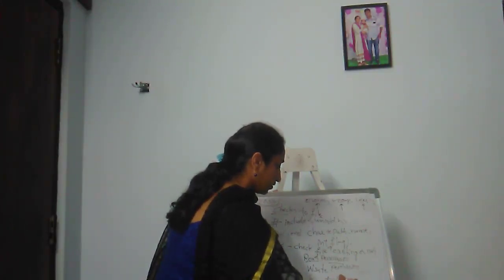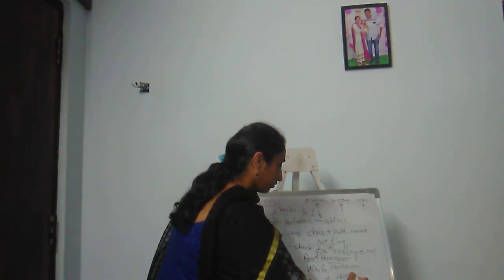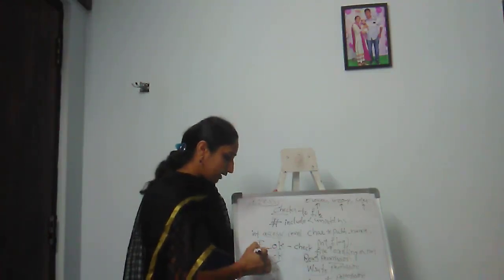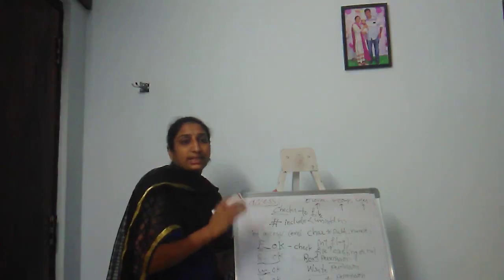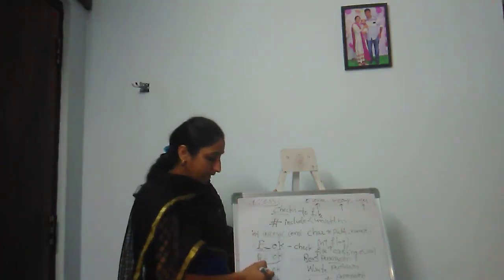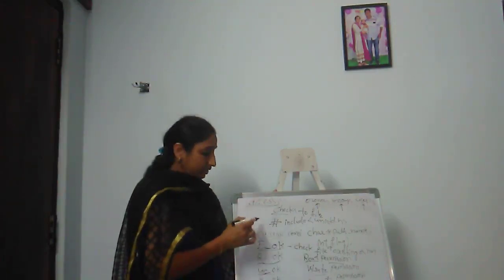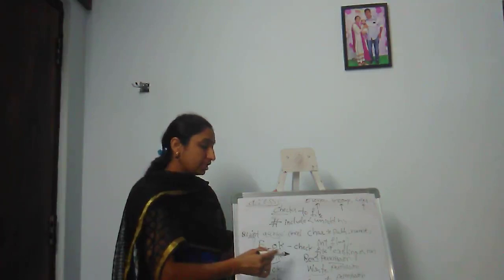Then when we are using the X_OK flag, it checks whether it has execute permission. Write, execute, and file existence, these bit flags will be indicating those. Okay, with the help of this access system call, we can check the particular file permissions of a user.